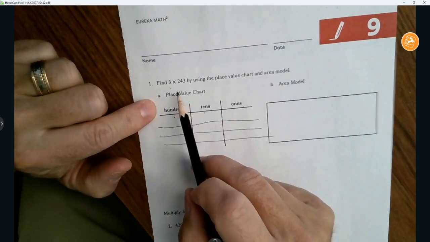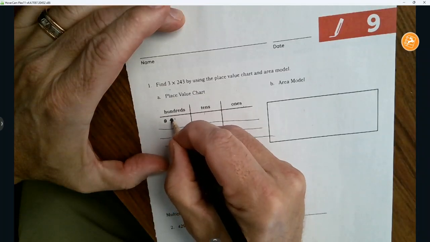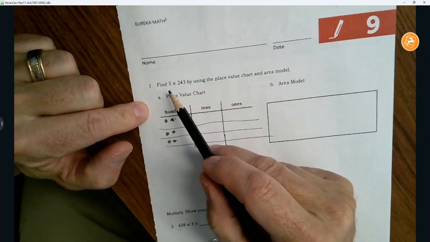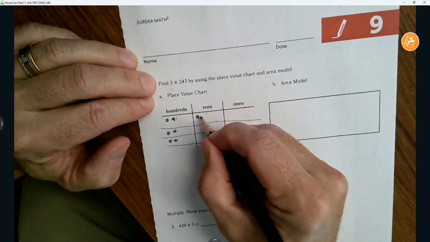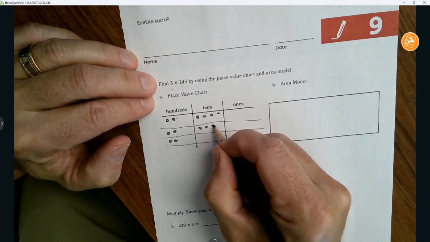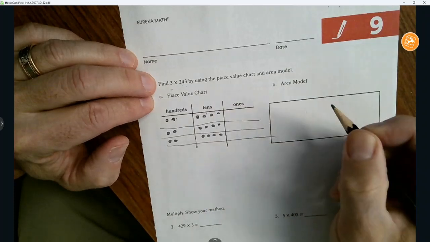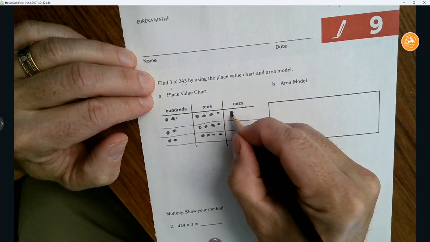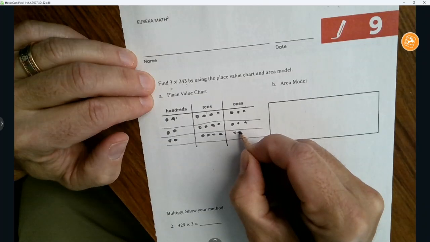Okay, so now we need 3 groups of 2 in the hundreds. So 1, 2, 3 groups of 2. Now we need 3 groups of 4 in the tens because that's a 10 spot. 1, 2, 3, 4. 1, 2, 3, 4. 1, 2, 3, 4. All right, and now we need 3 groups of 3 in the ones. 1, 2, 3. 1, 2, 3. 1, 2, 3.